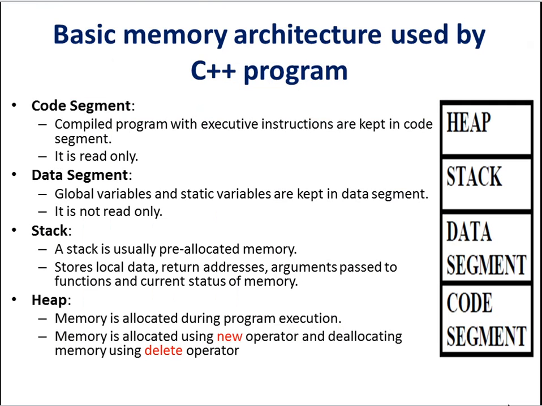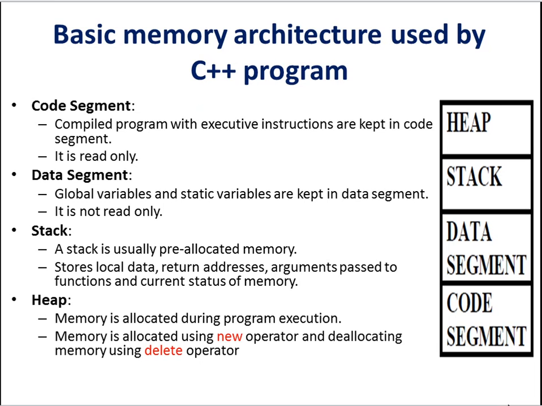Before going to details of dynamic memory allocation, we must know the basic architecture of memory in a computer system. In a computer system, memory is divided into four different parts: code segment, data segment, stack segment, and heap segment. Code segment is used to store the compiled program with executable instructions. This is a read-only section. And the data section stores the global variables and static variables of the program. It is not read-only.